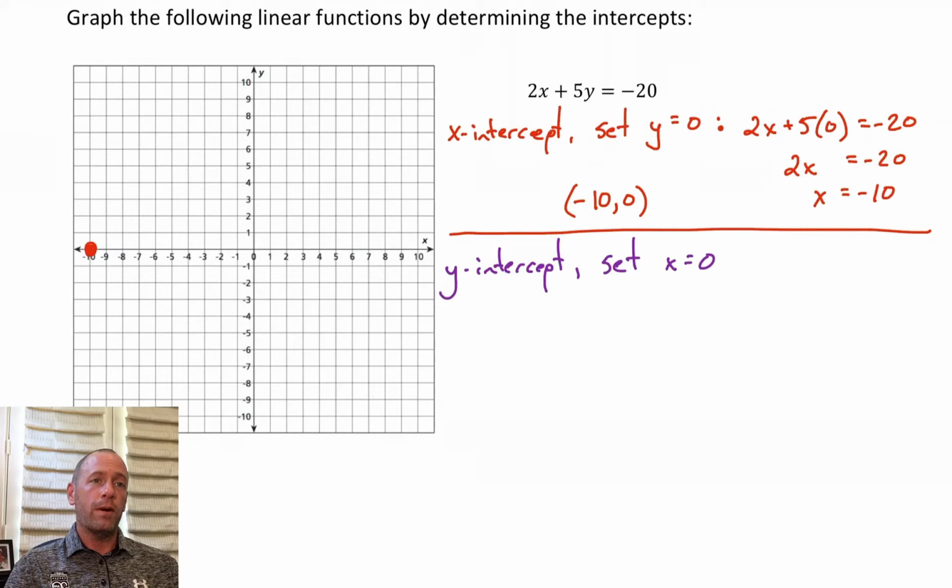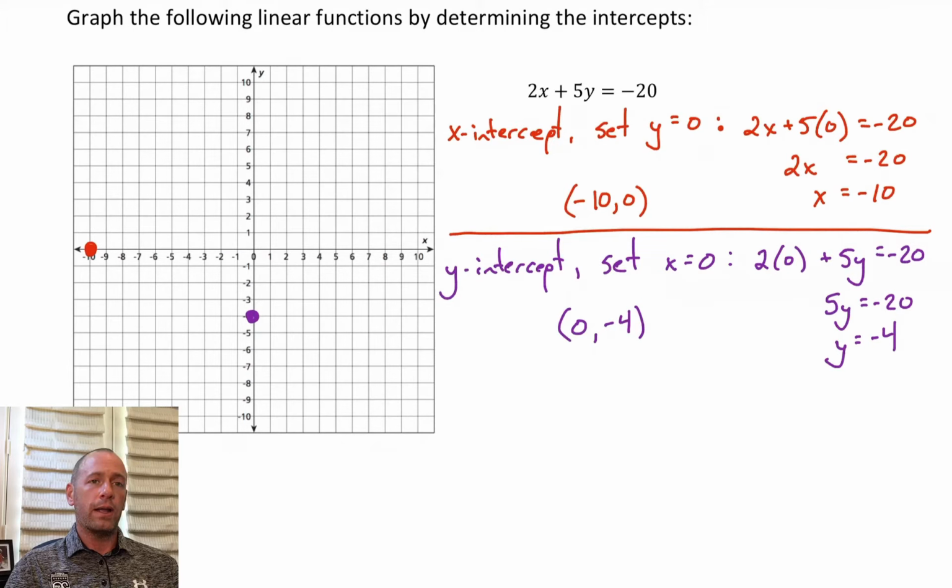I've got the equation above it, so it'll be 2 times 0 plus 5 times y equals negative 20. You could probably do that in your head. 5y is negative 20, or y equals negative 4. So I can plot that point. As an ordered pair, it would be (0, negative 4).